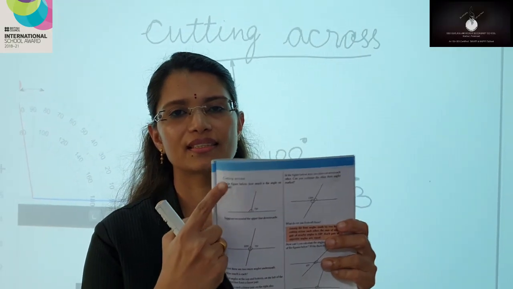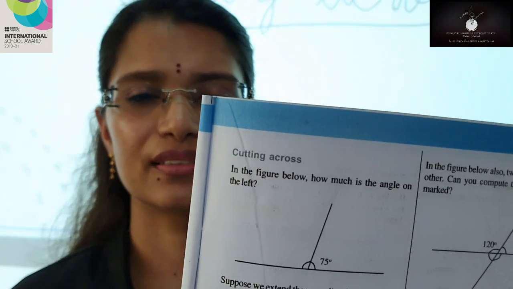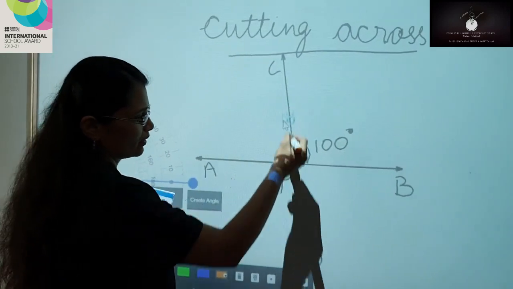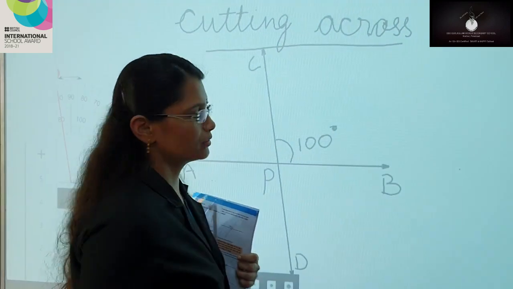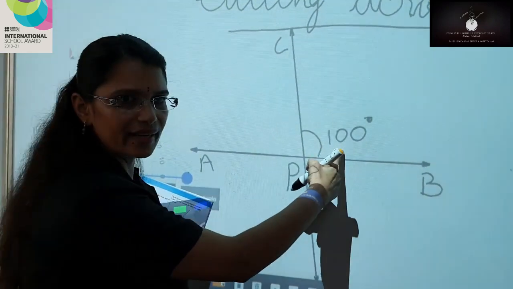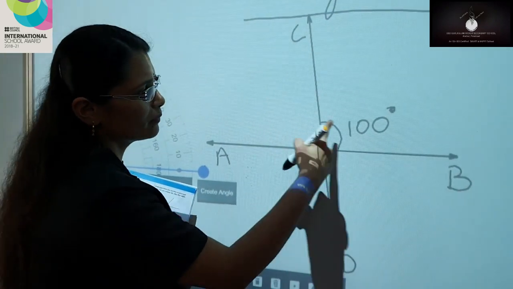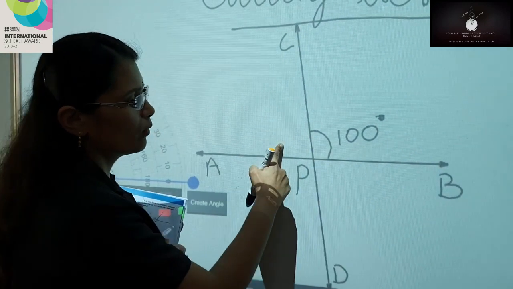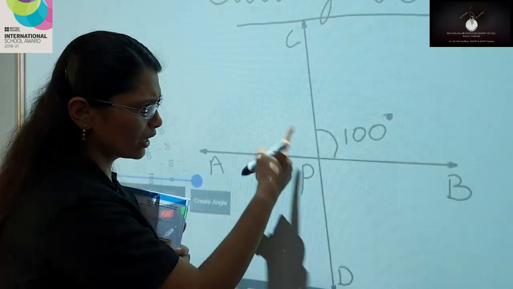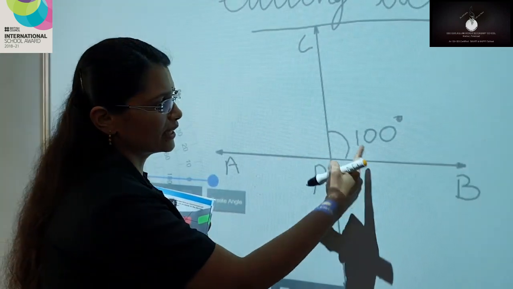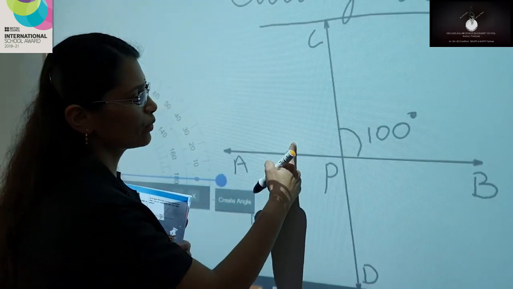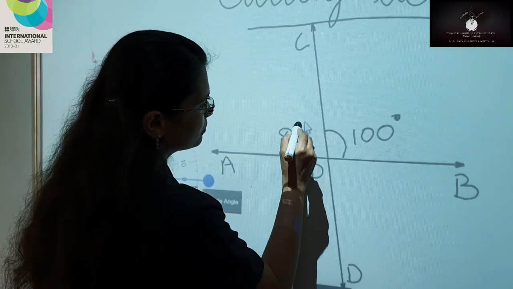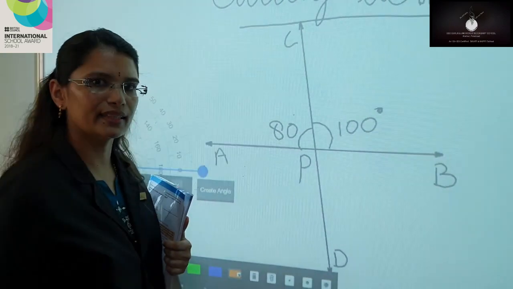Our next topic is cutting across. Here it is given 100 degree. You have already learned that the straight angle is 180 degree. So if this is 100, how will you find out this angle? Straight angle minus 100 degree. That is 180 minus 100 is equal to 80 degree. This is an 80 degree angle.